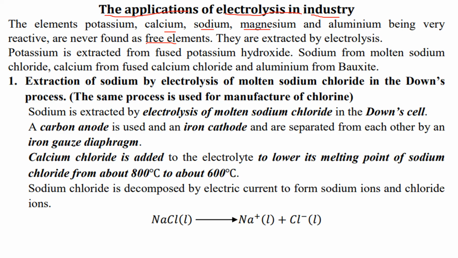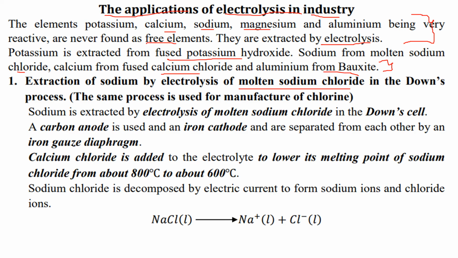So they are extracted by the electrolysis process, as we looked at how we can extract some of them under the transition metals videos. So potassium is extracted from fused potassium hydroxide, sodium is extracted from molten sodium chloride, and calcium from calcium chloride together with aluminium from bauxite, and we already looked at this. Now let's look at the extraction of sodium by electrolysis from molten sodium chloride, which is the same as brine. And you're going to be using the Downs process.